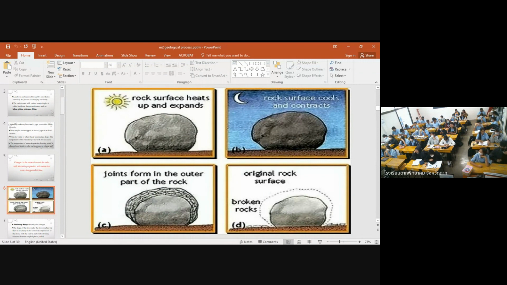And then joints form in the outer parts of the rock. This is the joint formation of the rocks. And then if it breaks off, this is the original rock surface, and this one is the broken rock. If this happens, this is the original rock surface, and this one is the broken rock.